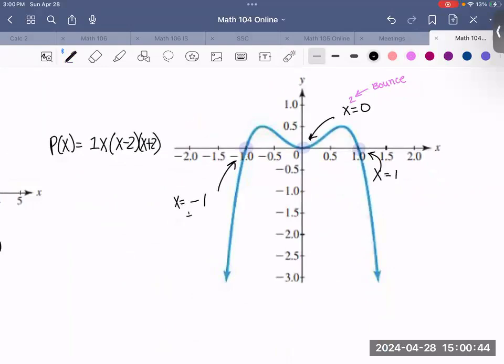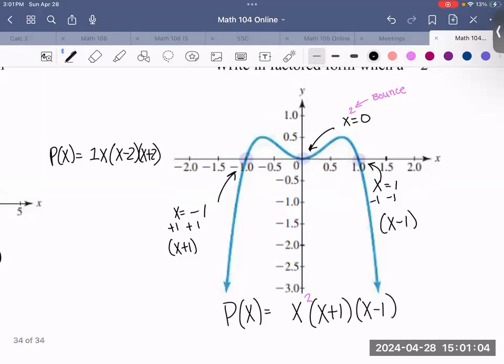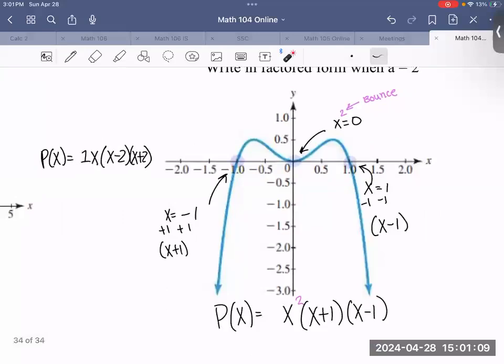So once we put these into parentheses and put them all together, leaving room for your a, we have x squared for your bounce, x plus 1, x minus 1, and then let's take a look at your a. They're telling us a is 2, and what about your direction of the graph? Well, the direction is falling, right? We're concave down, so that means ours has to be negative.